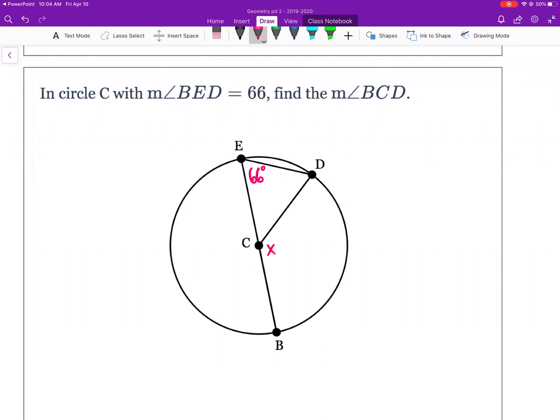Now once again, I really want you to see that both of these angles intercept the same arc. Think about what arc they intercept, pause the video if you have to. What arc is being hit by the angles when they open up? So this one opens up and hits arc BD, and this one also opens up and hits arc BD. Very important to see.